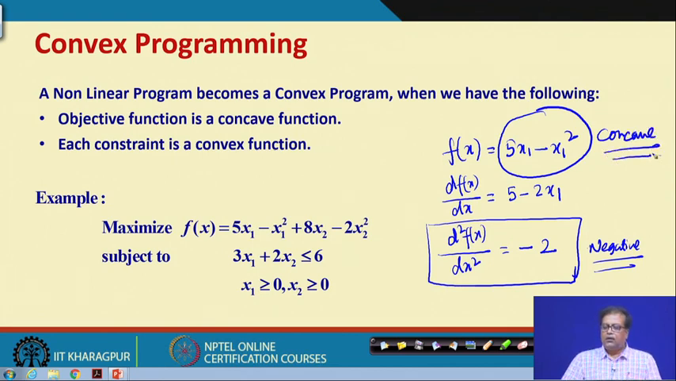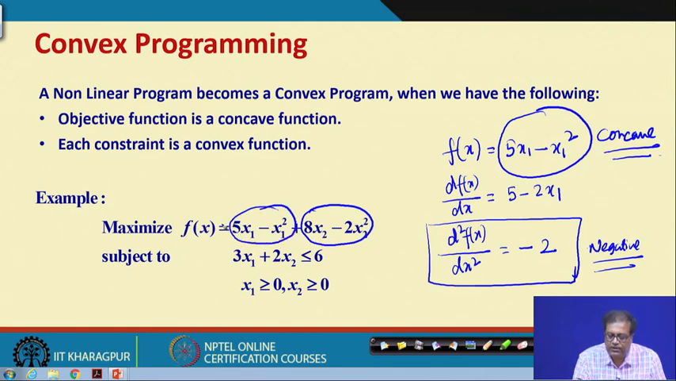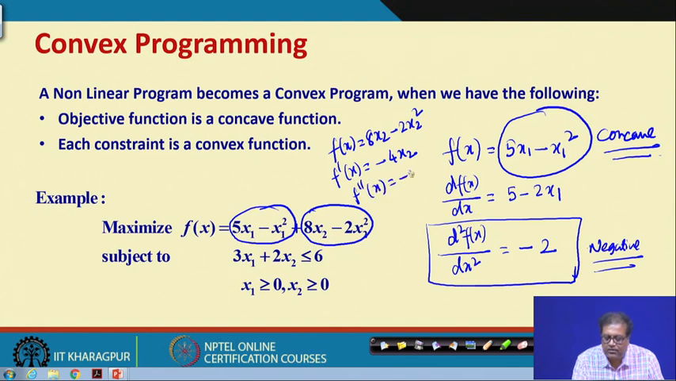Similarly, we have taken the first part, and we can also take the second part. Suppose we take another function f(x) equal to 8x2 minus 2x2 whole square. Then the first derivative f dash x will be equal to minus 4x2 and f double dash x becomes minus 4. So, this is also negative, and we find that it is also concave.